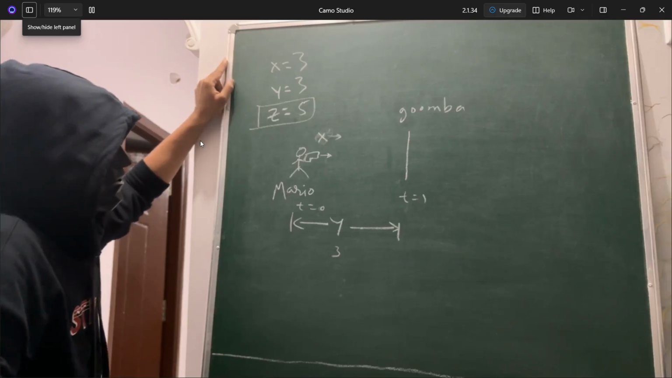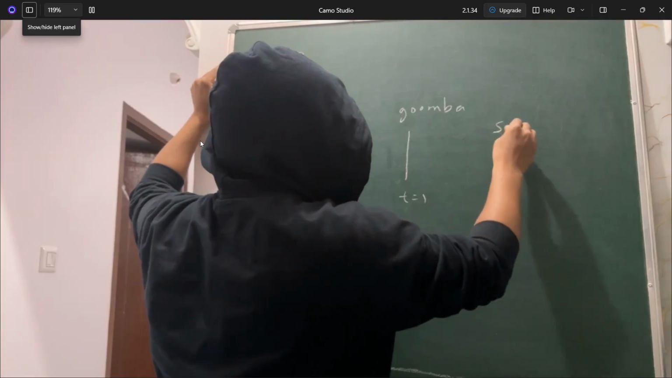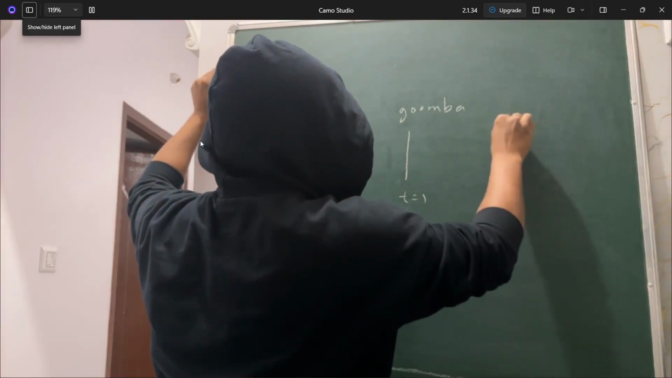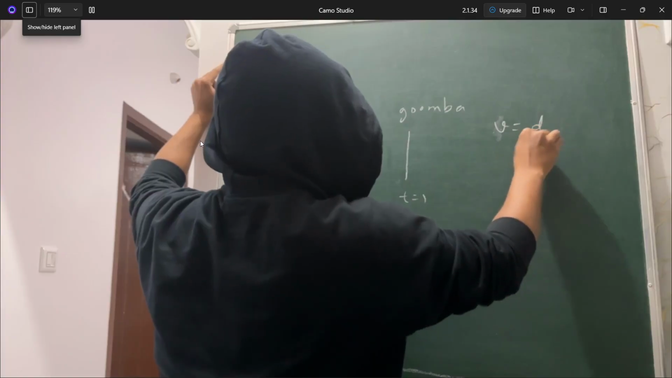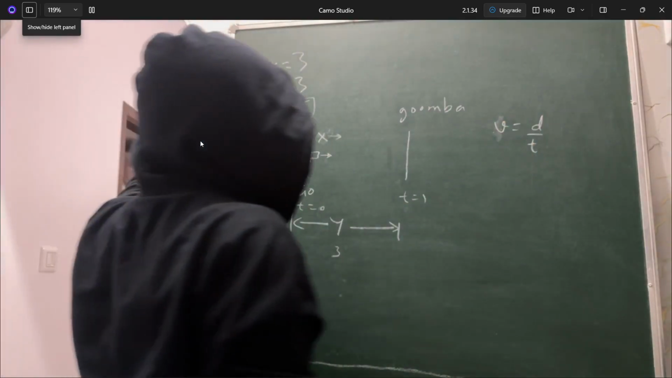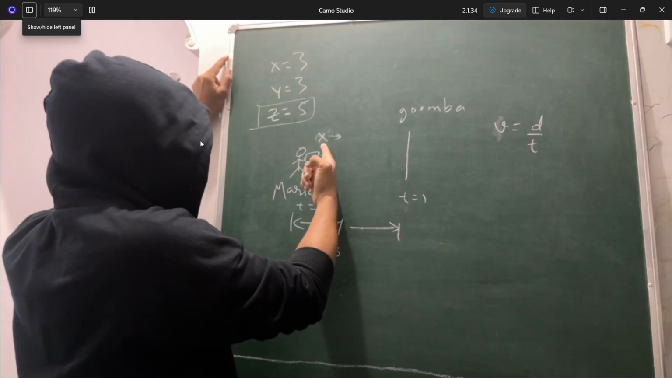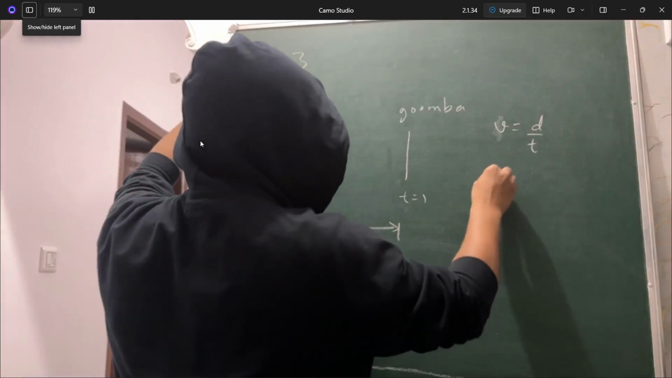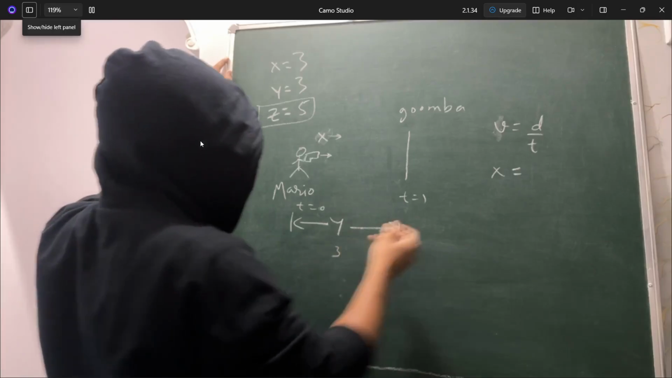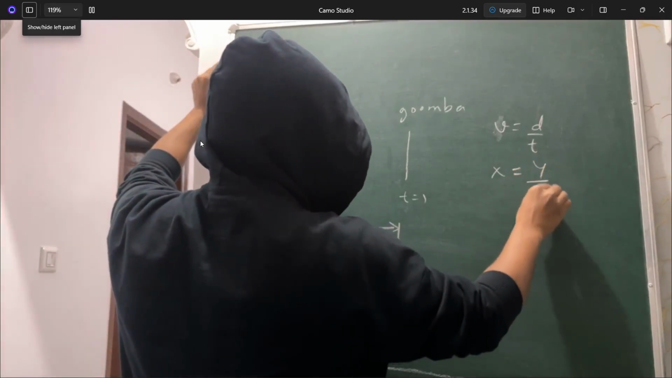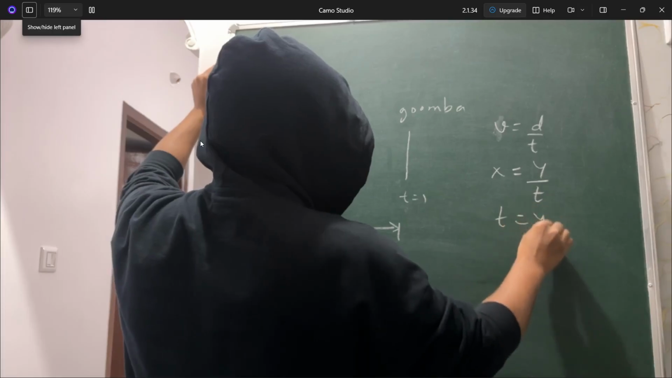Basically, we know speed, which is v. Speed is equal to distance upon time. This we know from physics. They have given x, which is basically the speed in this case. The distance is y, and time they have not given, so we'll have to find it out. T is equal to y by x.